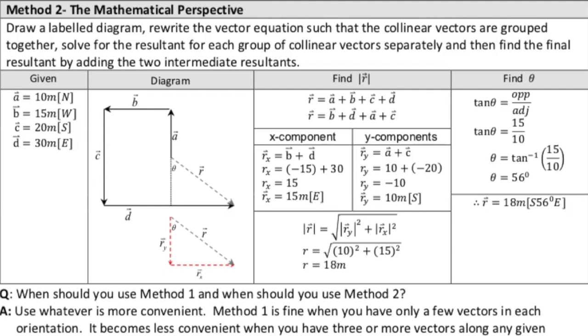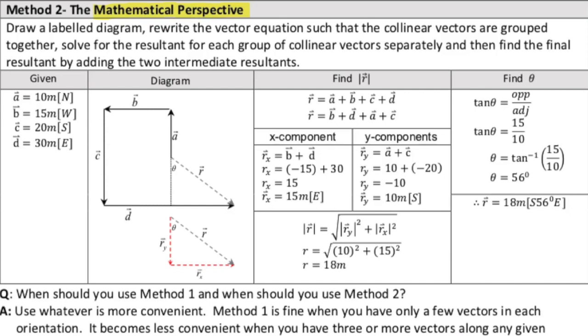Method 2. Here we're going to solve it directly from the mathematical perspective, which means that you're not going to rely on just inspecting the diagram itself. The reason why we want to do it the mathematical way is because sometimes we're going to have more than 4 vectors, and by having a more rigorous mathematical method, it makes future problems a little easier to work with. So we have the same diagram as we did before.